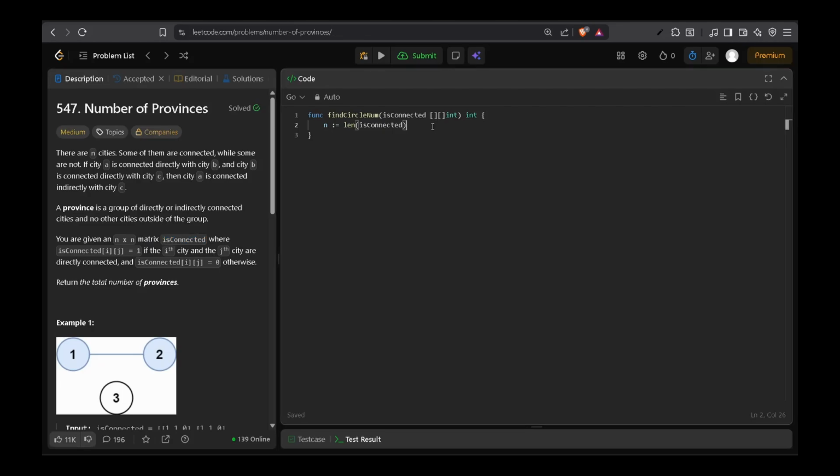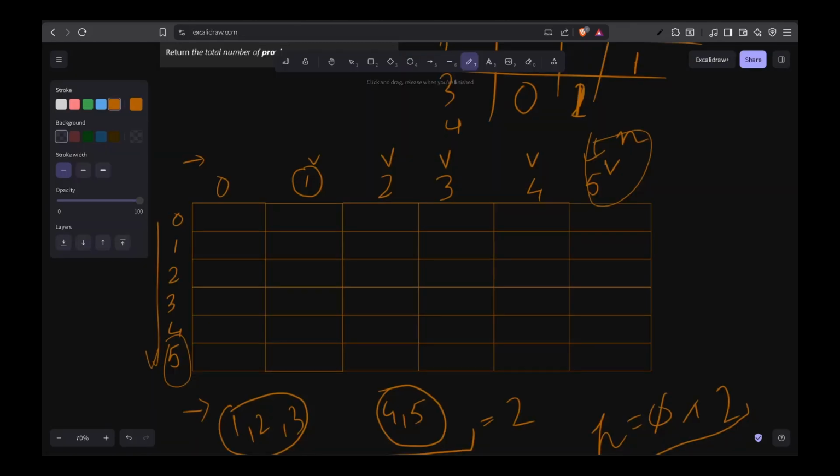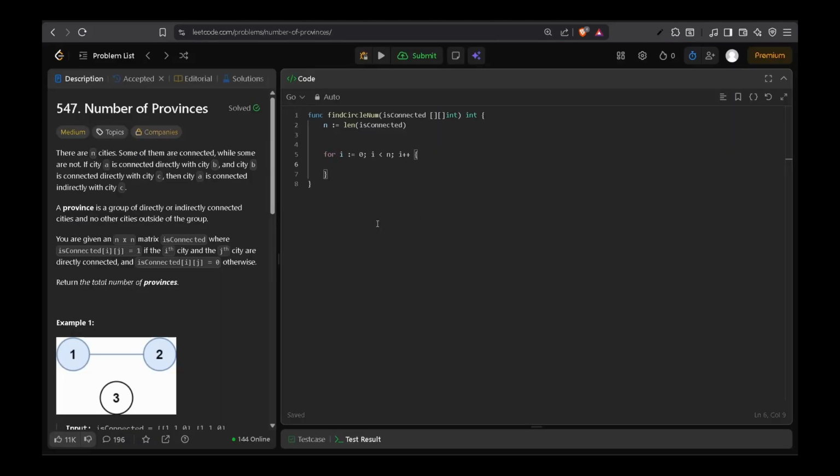Then what will we do? We'll iterate over the n, right? So for i equal to 0, from 0 we'll start, i less than n and i plus plus. We'll iterate till n minus 1 basically, right? And for each city, as I said, we'll check firstly if it is visited or not. If it is visited, we'll do nothing, right? So we'll check if not visited of i, right? If the city i is not visited, only then we'll have to do something, otherwise we don't, right?